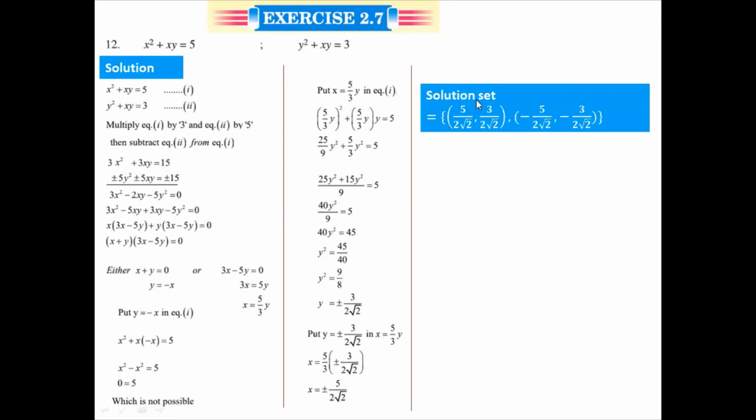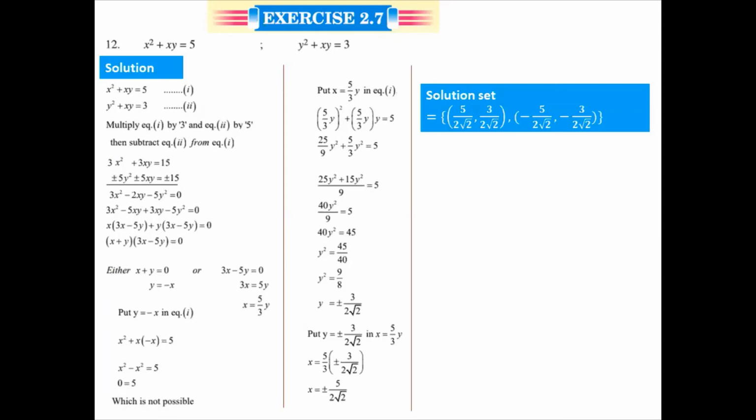So the solution set will be equal to, first we write the positive solution with positive and negative with negative. So (5 by 2 square root of 2, 3 divided by 2 square root of 2), and the second solution will be (minus 5 by 2 square root of 2, minus 3 by 2 square root of 2). So this is exercise 2.6.